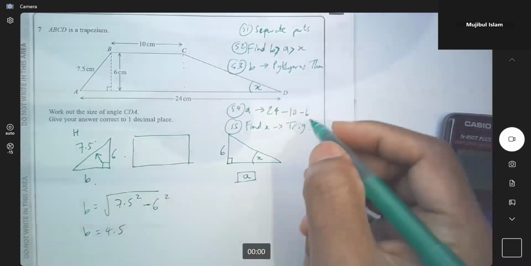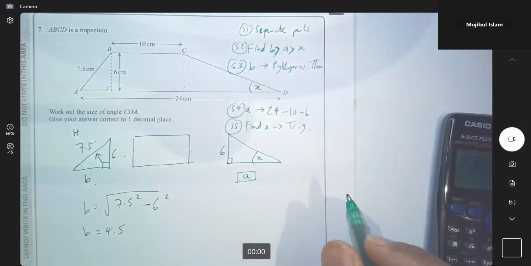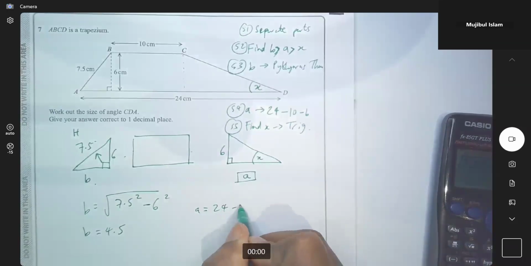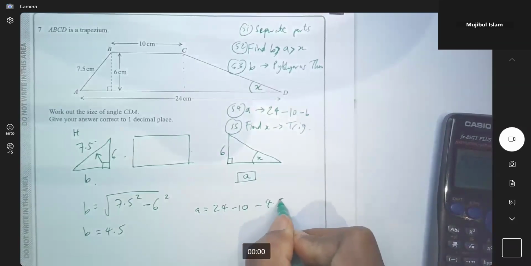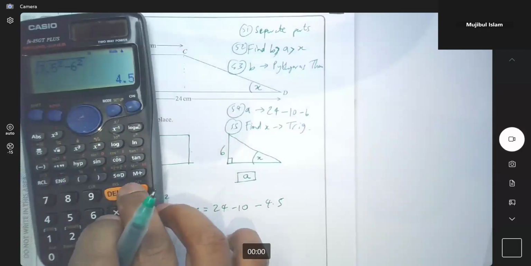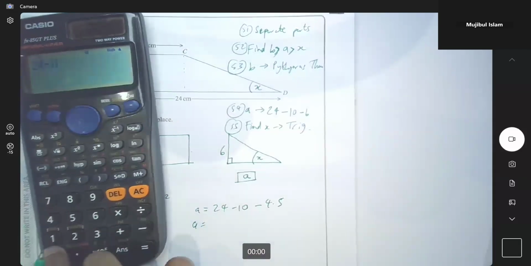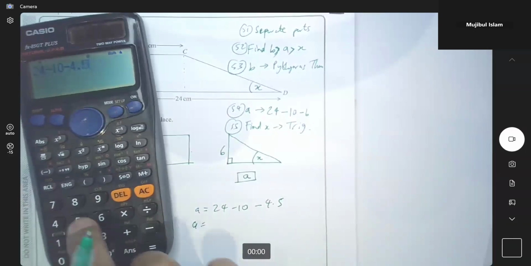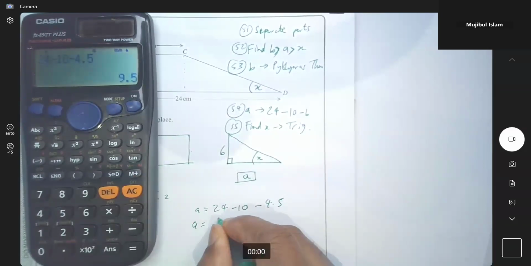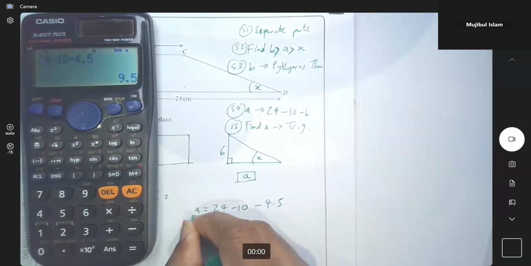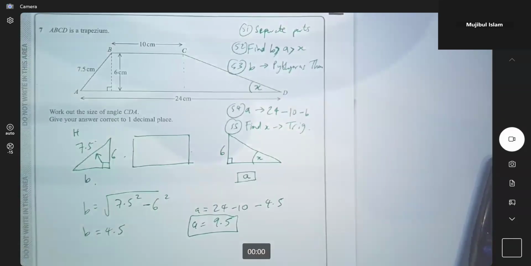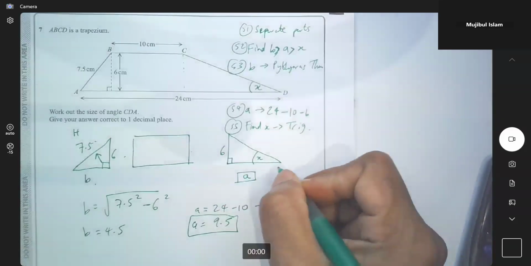All right, so now I can put this in here. A is going to be 24, take away 10, take away 4.5. A equals 24 take away 10 take away 4.5, which gives us 9.5. Okay, so we've got that. Now that we have 9.5, this can go into this.